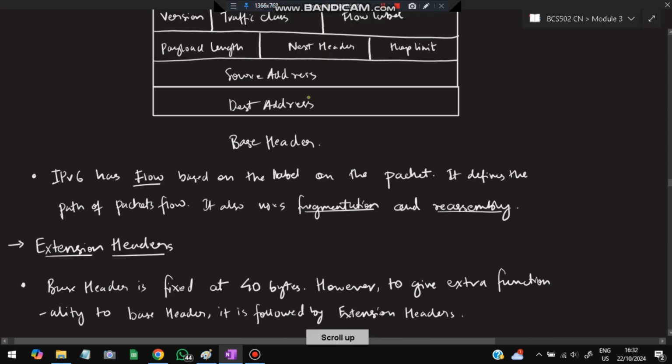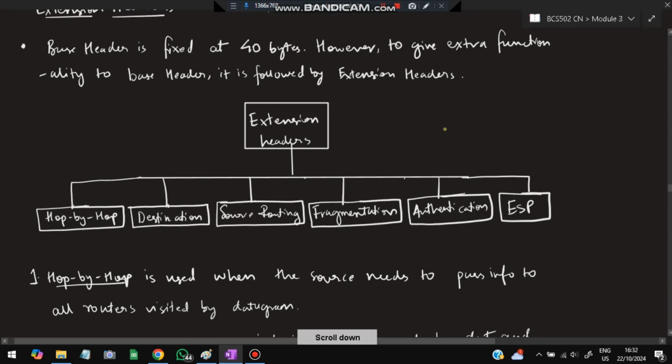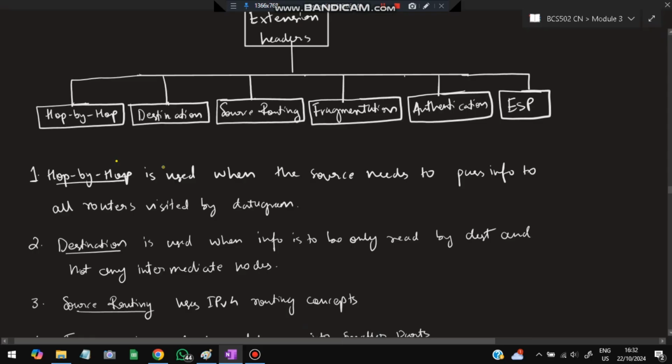Apart from these headers, we can also have some other headers used for special purposes. What are those? There are six different kinds. The first one is hop by hop. It is used when the source needs to pass information to all the routers visited by the datagram. So there is a source, there is a destination, and in between, whatever paths it passes through are called routers. One jump, second jump, third jump, these jumps are called hops. So in between the routers are present, on which the packet is jumping. If the packet wants to transfer the information to those routers also, in between we'll be using hop by hop.